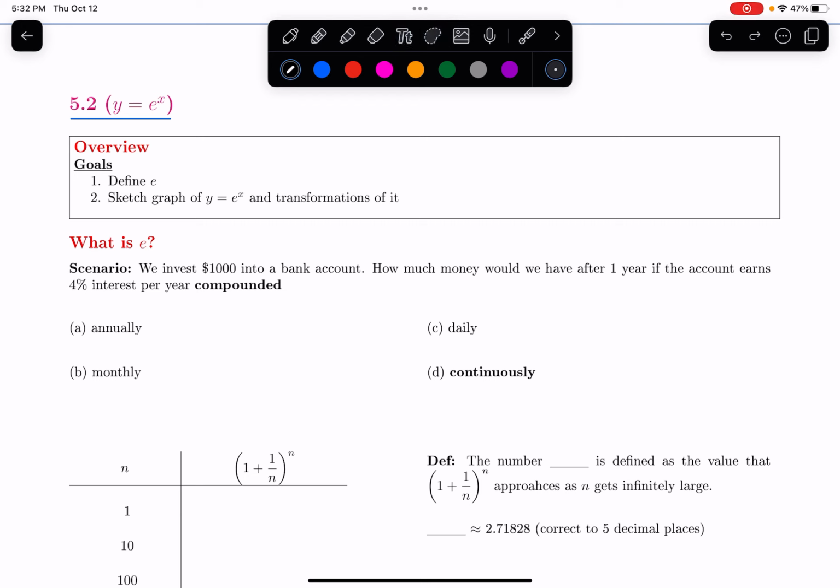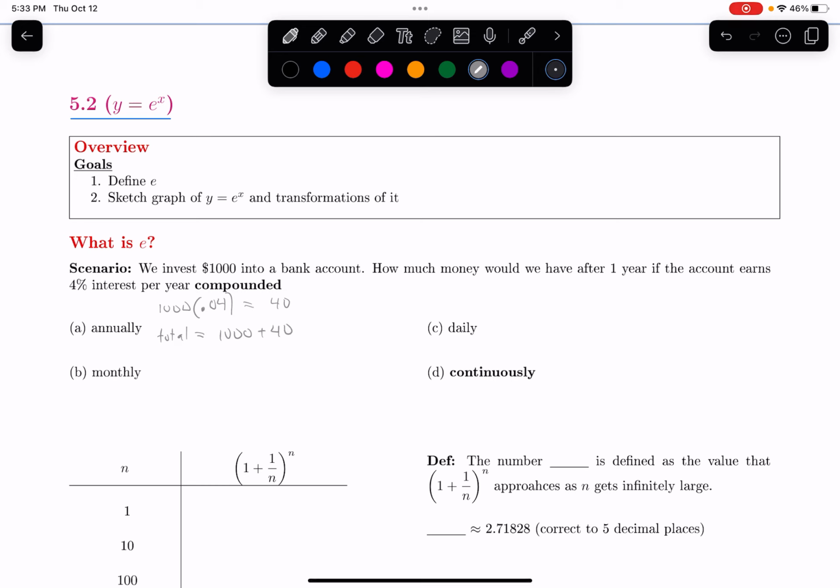To figure that out, there's a couple ways I can do it. I know I have $1,000 initially, and if I'm getting 4% interest, as a decimal, that is 0.04. So if I multiply those, I get 40. So 40 is how much more money gets added to my account because of this interest. So in total, I would have 1,000 plus 40, which is 1,040.